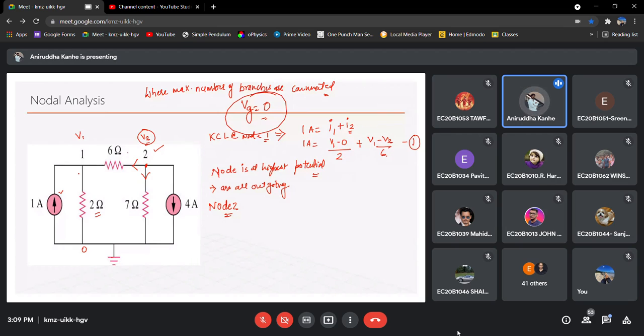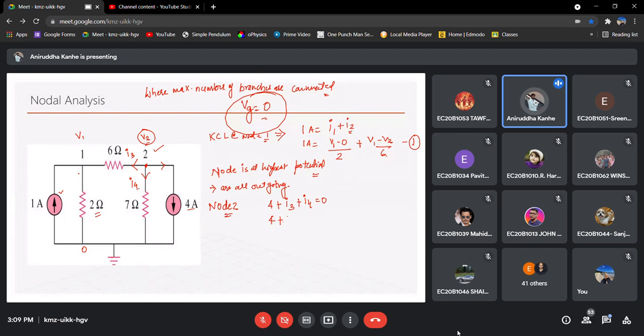Okay, so let us consider this is, let us say, I3 and that's I4. And this branch current is outward because it is already given. So one can write the current equation as 4 amperes plus I3 plus I4 is 0.